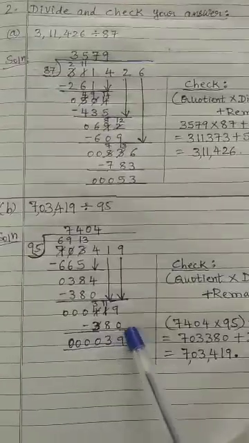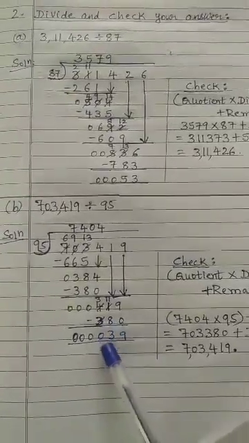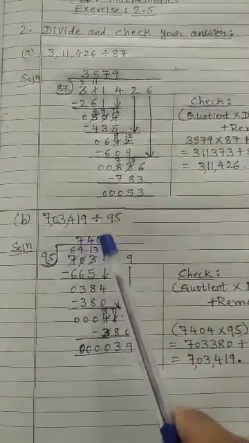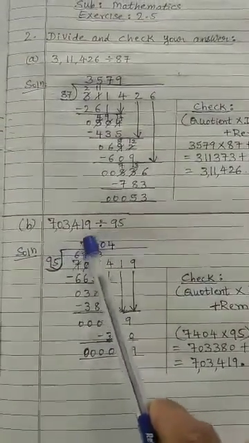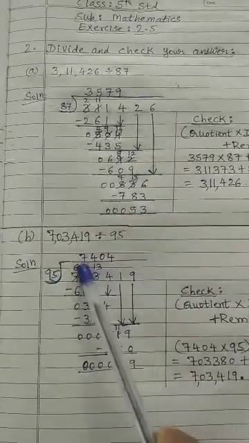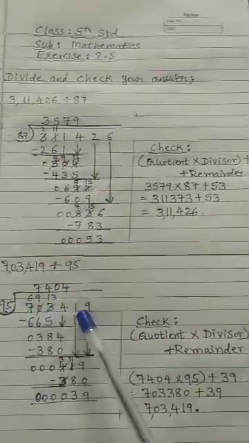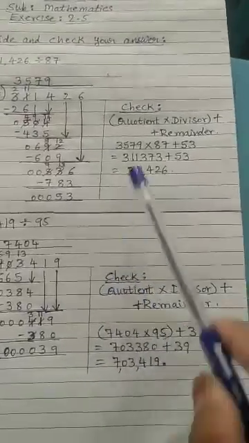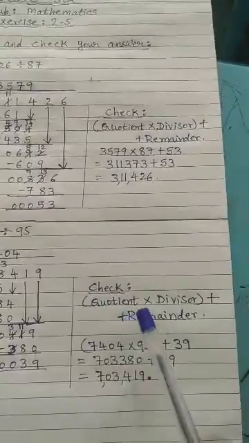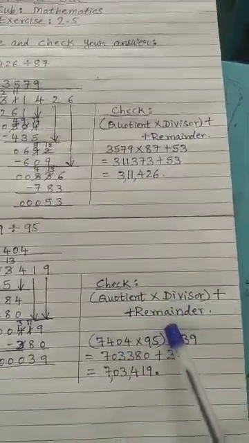So this is how much? 39. What is this 39? Remainder. And what about this 7404? This is quotient and this is the divisor. And what is this number called? Dividend. So check. How to check? The same formula what you written here. Quotient into divisor. Quotient into divisor plus remainder.